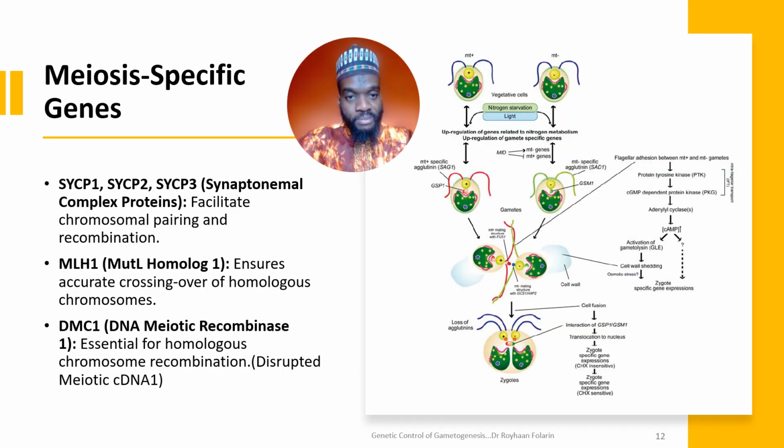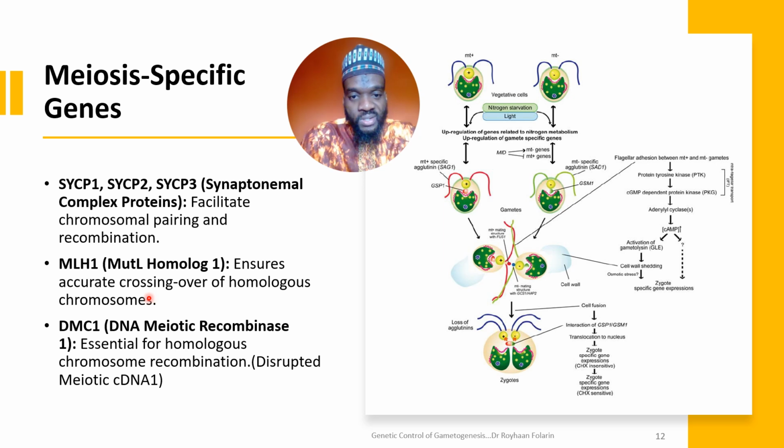So there are meiosis specific genes as well, and meiosis specific genes help to ensure proper division and recombination of genetic material during gametogenesis. For example, the synaptonemal complex proteins SYCP1, 2, and 3, they help to mediate chromosomal synapsis, right? So they facilitate chromosomal pairing and recombination. While MLH1, which stands for MutL homolog 1, helps to facilitate crossing over in order to enhance genetic diversity.